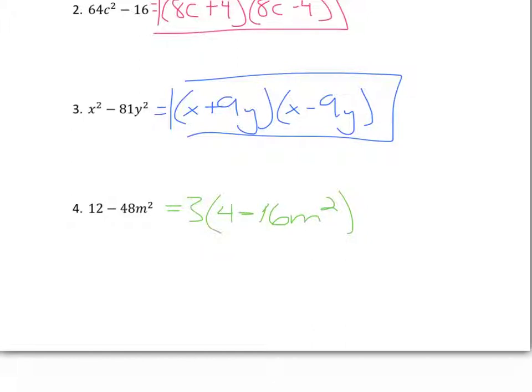Now when you look at this, you see that 4 is a perfect square and 16m squared is a perfect square. Now we can do the difference of two squares because we have the minus sign in there. So we can continue to factor this. It's going to be 3 times, the square root of 4 is 2, and the square root of 16m squared is 4m. So 2 plus 4m, 2 minus 4m. Looks just like that. All right, let's go to the perfect squares.